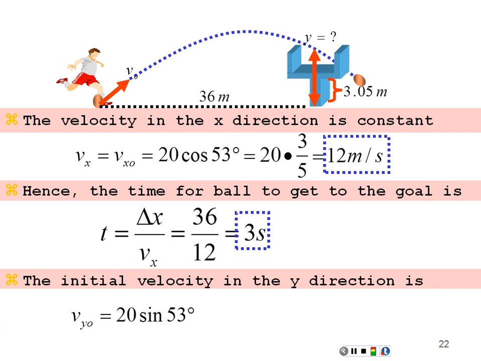So our initial velocity in the y direction is 20 sine 53 degrees. That's going to be 20 times 4/5, 16 meters per second. That'll be our initial velocity in the y direction. But we're going to have an acceleration there.